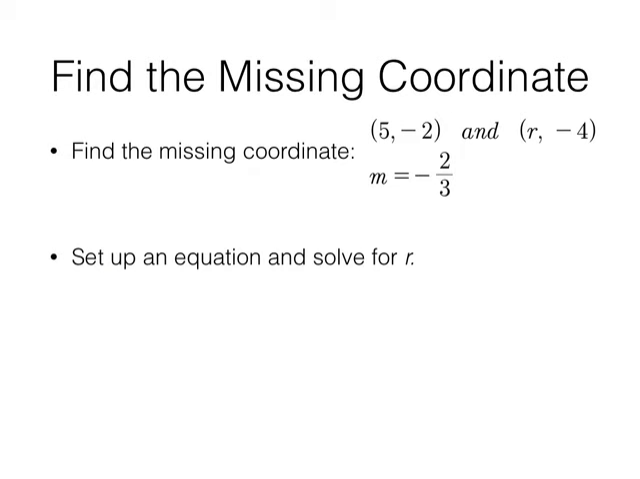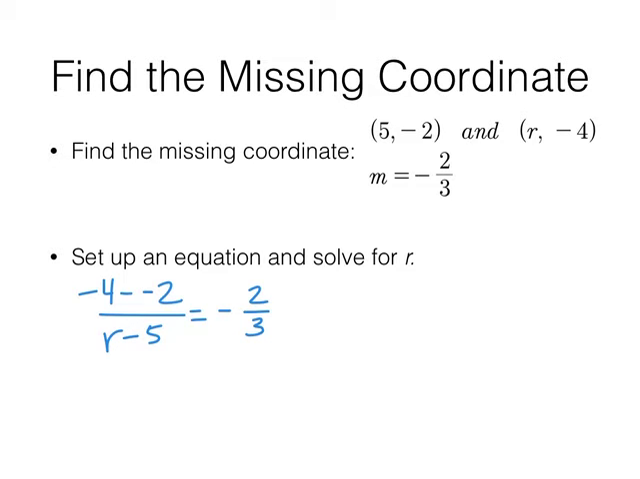Here's another skill we need to work on. This is finding the missing coordinate. You're given 2 ordered pairs, but one of the coordinates is missing. So in order to do that, I want you to set up an equation using your slope formula. So let's take my 2 ordered pairs here, and let's make it -4 minus -2, using them in this order, and then r minus 5 on the bottom, and it's equal to -2/3.